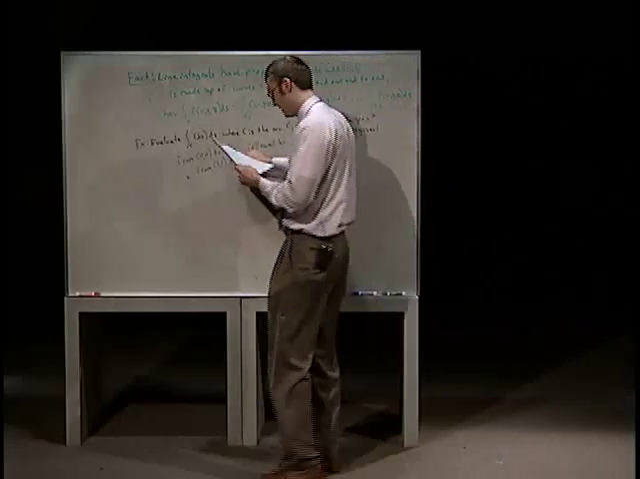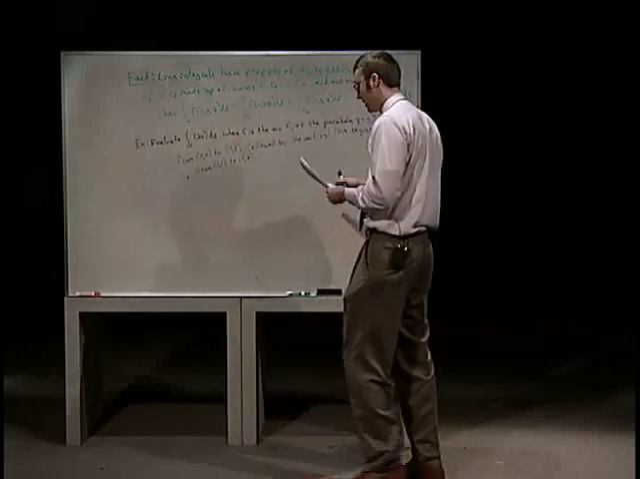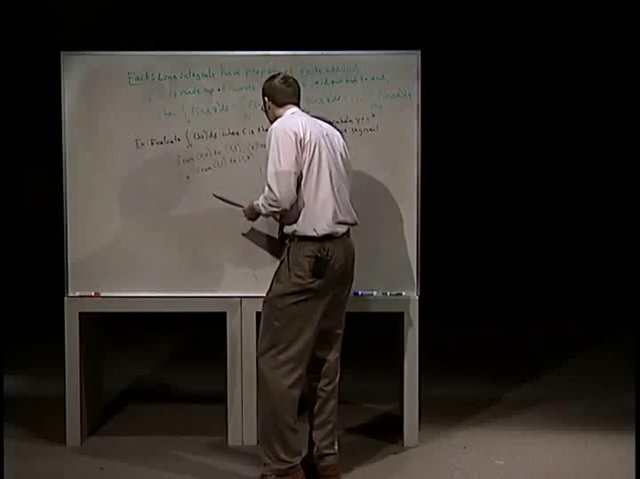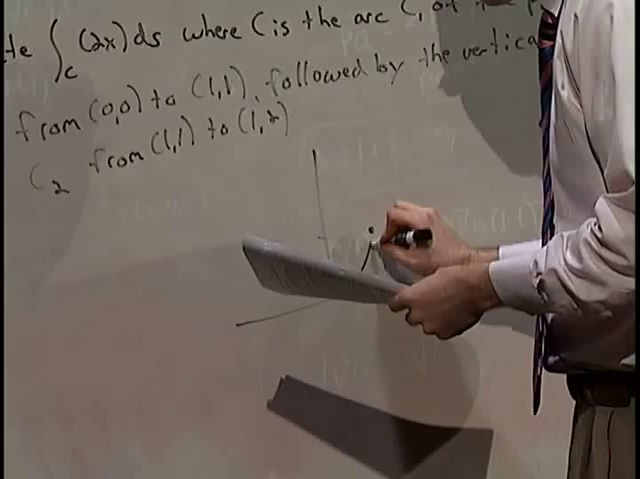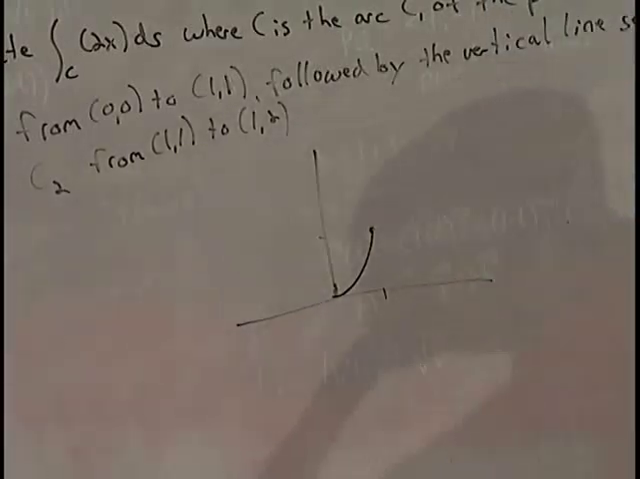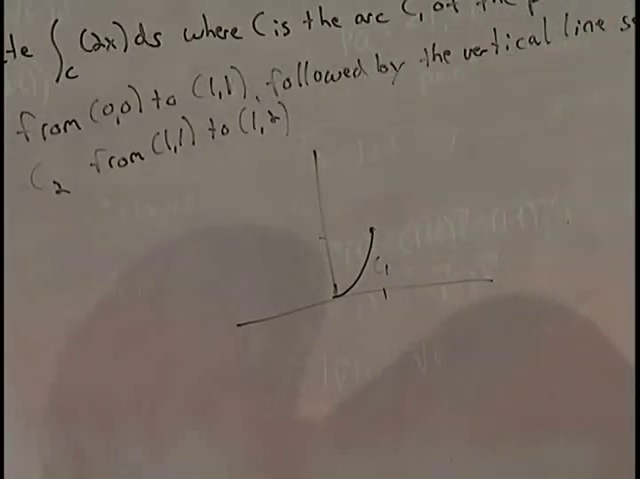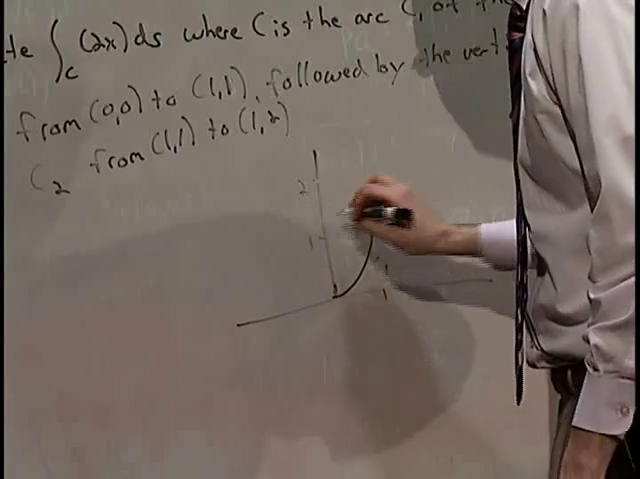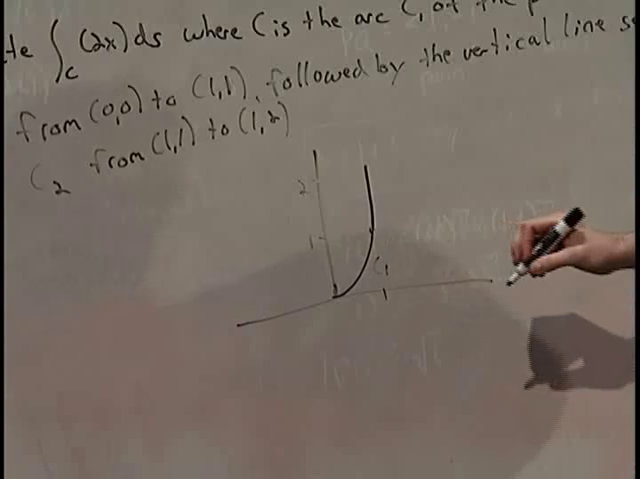Why is this (1, 0)? This should be (1, 1). That looks better. Okay. So, in other words, what does the picture look like? Well, (0, 0) to (1, 1) is that arc. So there's the parabolic arc. This is C1, and then we have a line segment which extends up. That's 1, that's 2. We have a line segment going up like that.